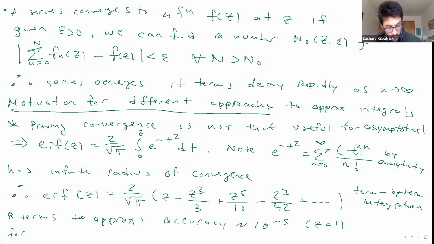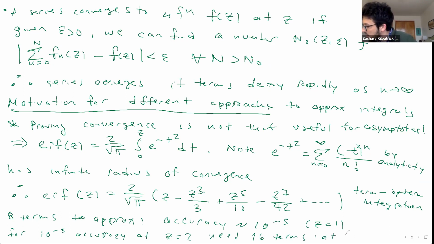But for 10 to the minus 5th accuracy at z equals 2, I need 16 terms. And then at z equals 3, I need 31 terms. And at z equals 5, I need 75 terms, right?